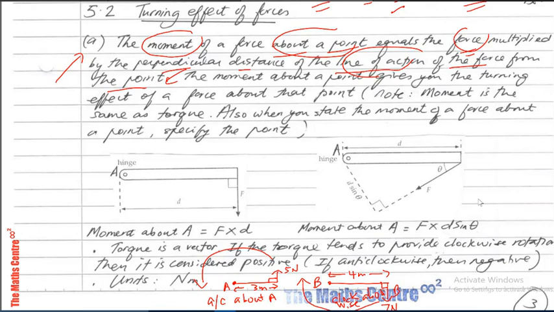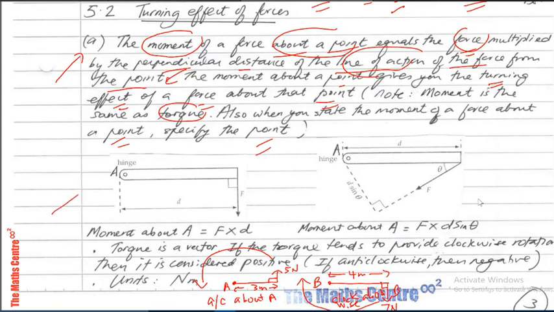So what does the moment give you? The moment about a point gives you the turning effect of a force about that point. Now, moment is the same as torque. Also, when you state the moment of a force about a point, please specify that point in your answers.